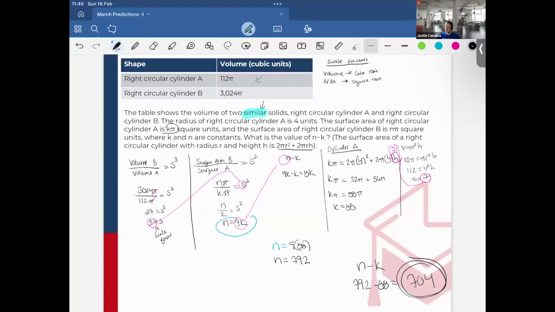Okay, but know what I said about scale factors. For volumes, you want to take the cubed root to find the scale factor. Areas, the square root to find the scale factor. So great, so amazing. So continuing our journey.